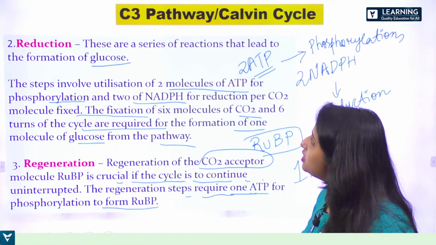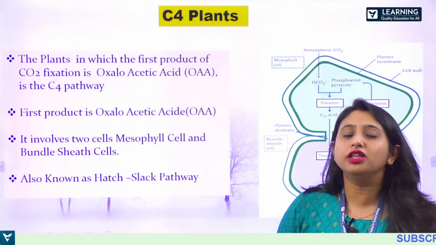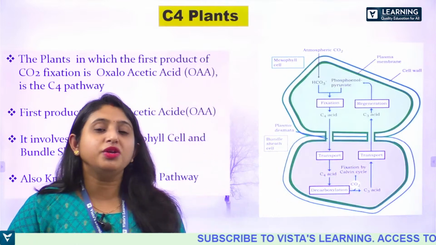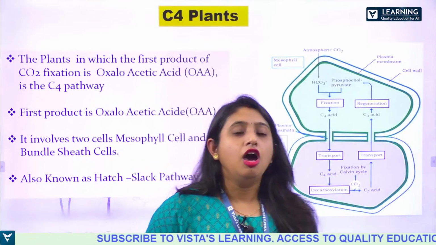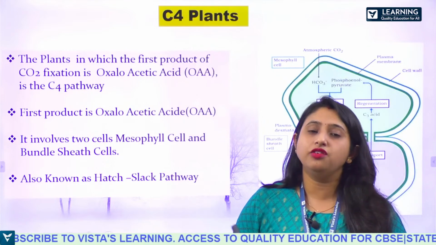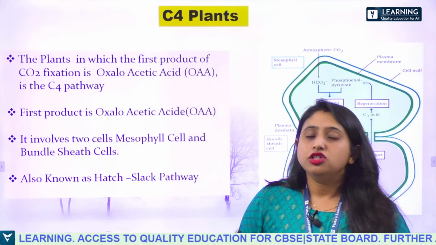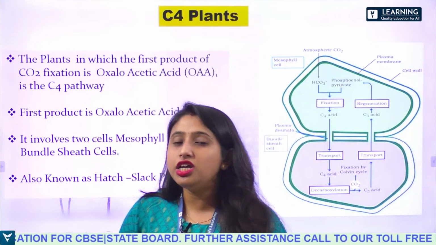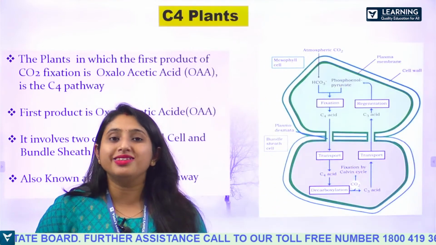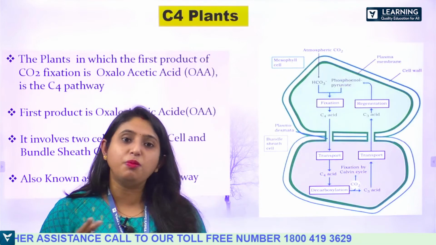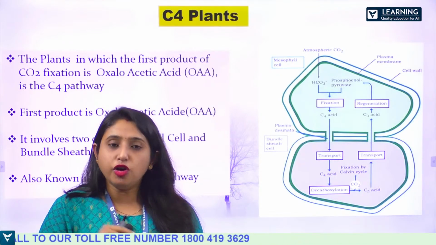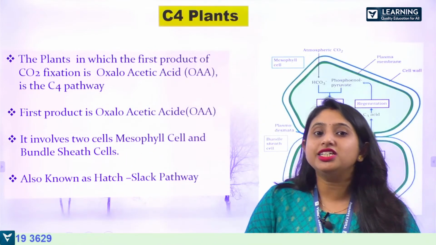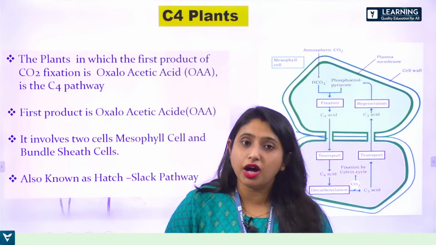Next, let us move to another pathway, that is the C4 pathway. The C4 pathway takes place in plants like sugarcane and maize. In the C4 pathway, the C3 pathway is also involved. C4 pathway is a combination with the C3 pathway, so in the bundle sheath cell you will see the C3 pathway also.